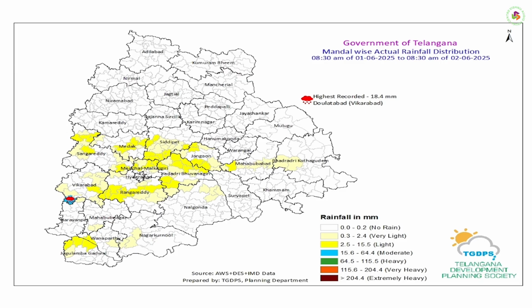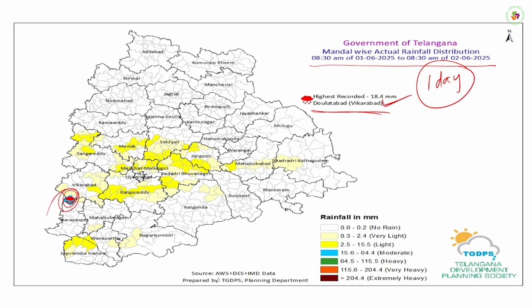Now you see the Government of Telangana's mandal-wise actual rainfall distribution. For example, from June 1st morning to June 2nd morning, just one day of recent data, how is the rainfall distributed? The highest rainfall is recorded at Daulatabad, in the Vikarabad district.